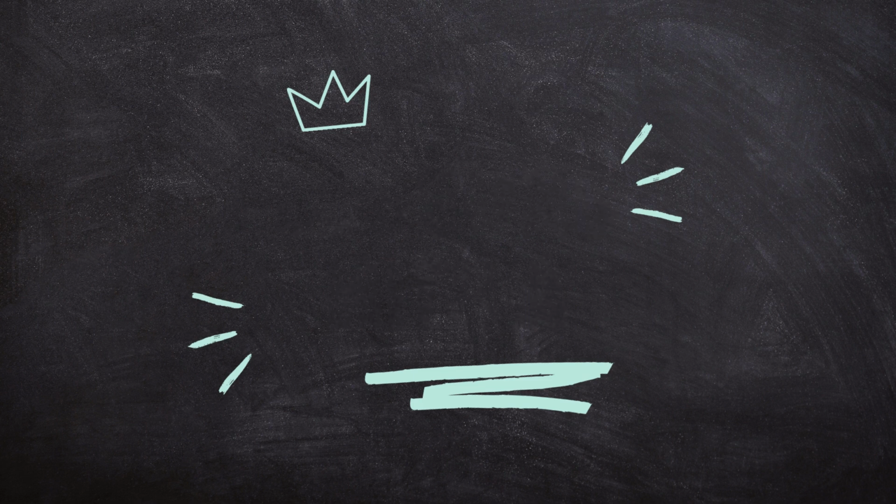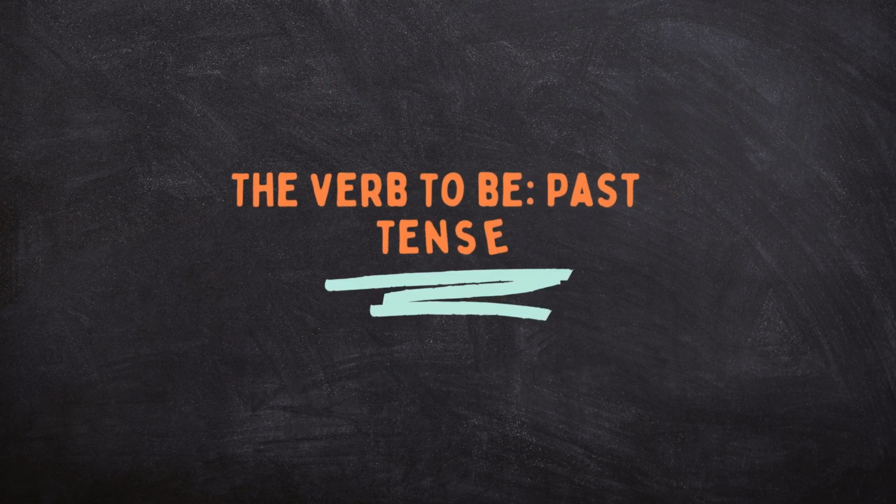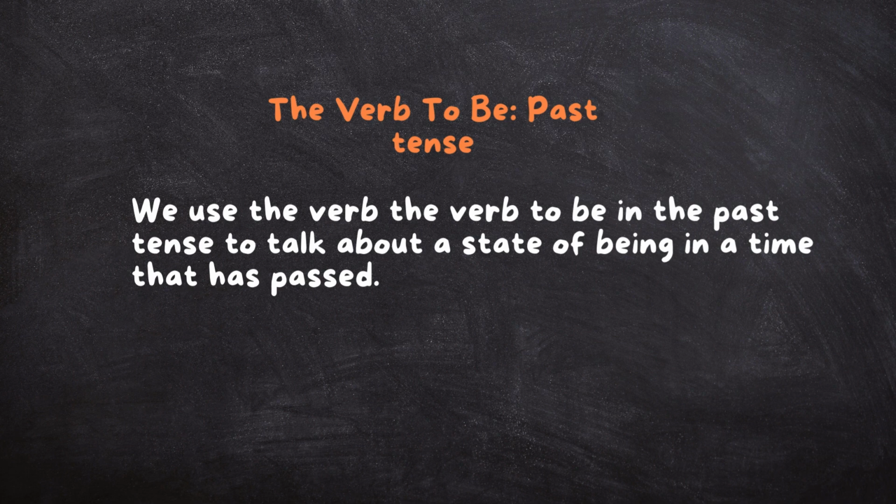And in this lesson, we'll be looking at the verb to be in the past tense. Let's begin. What do we use the verb to be in the past tense to talk about? We use it to talk about the state of being in the time that has passed. So for anything that happened in any time that has passed, we use the verb to be.